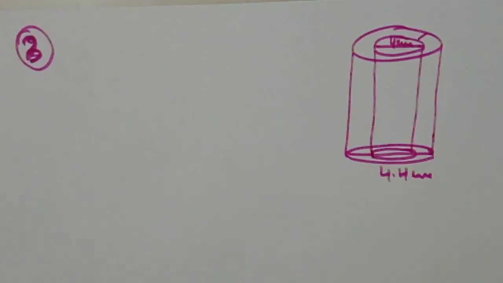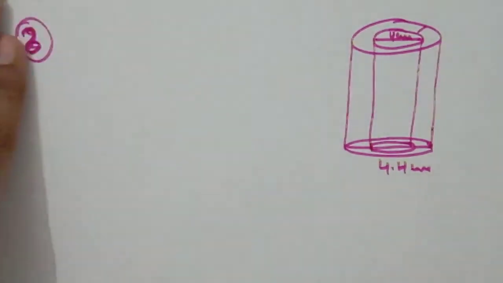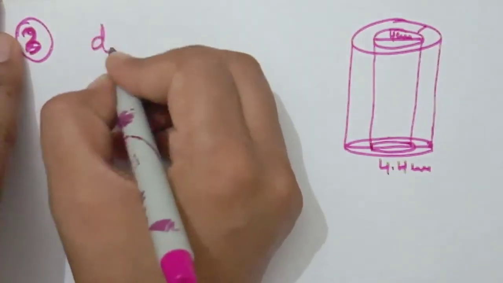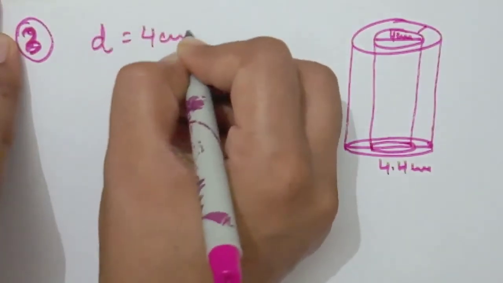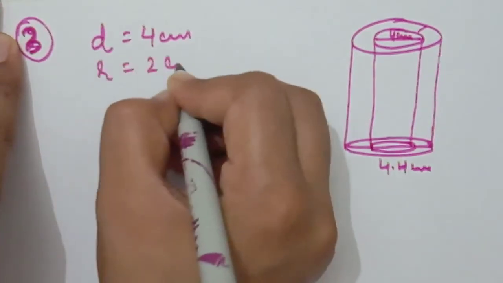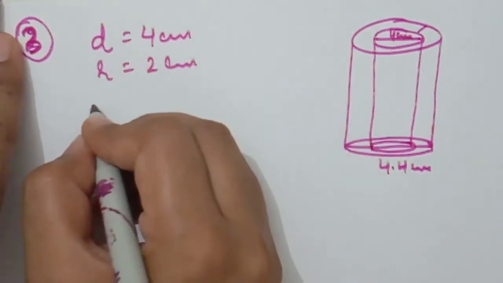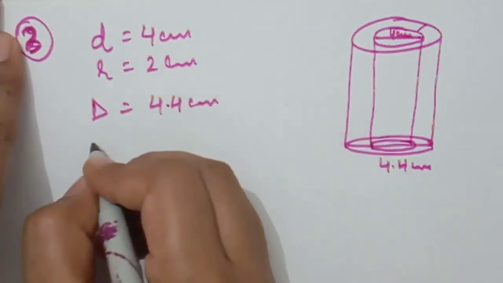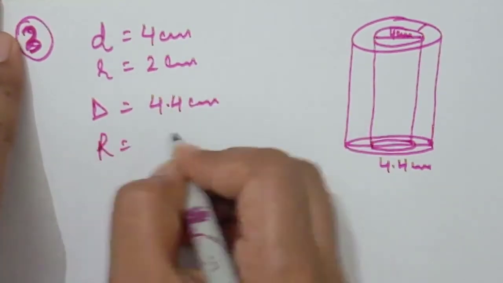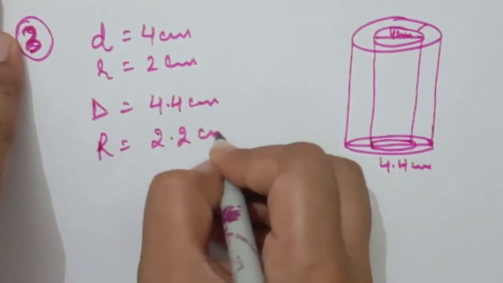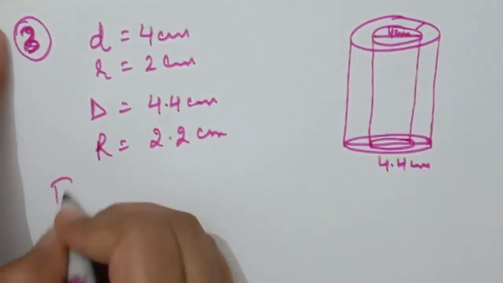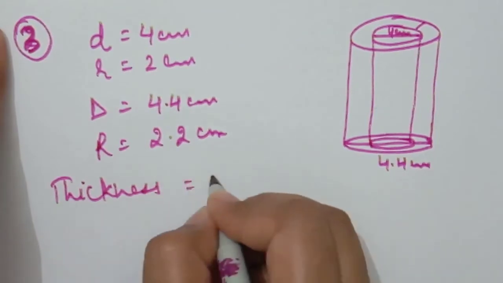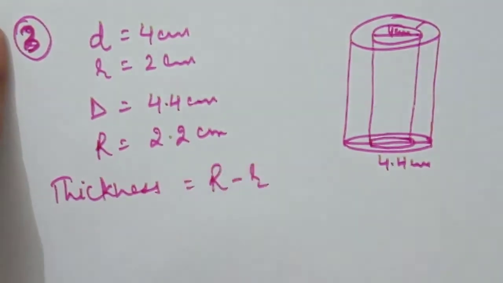For finding the thickness, first of all we have to find the radius. Inner diameter of the cross section is 4 centimeter. It means small r is 2 centimeter. And the outer, capital D, is 4.4 centimeter. It means capital R is 2.2 centimeter. So if we are going to find the thickness, then it is capital R minus small r.